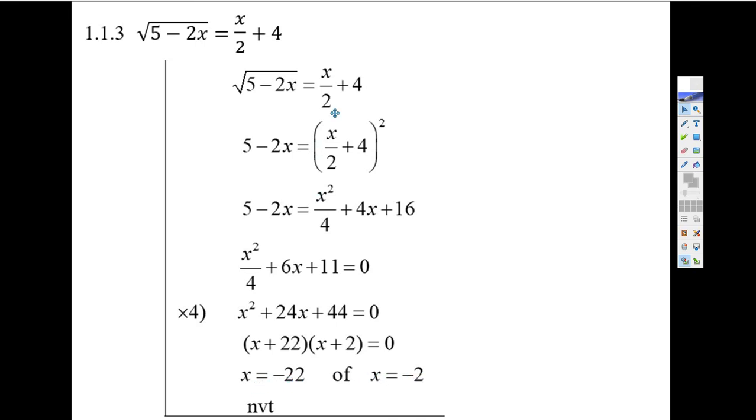But you've got to check it. If you put minus 22 in there, divided by 2, it's minus 11 plus 4. That's a negative number. Now the square root of a number is never a negative. So that's not a solution. It's not a valid solution. So x equals minus 2 is your answer. And that's it.